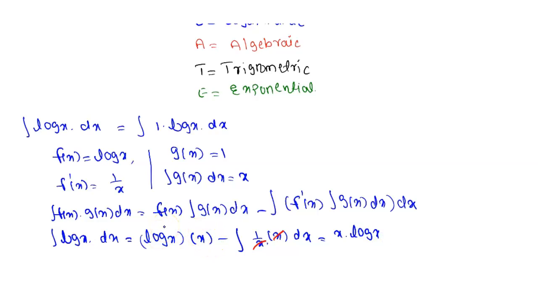I am writing before the function. x into log x minus integral x, which will get cancelled now. 1 dx, so here the 1 dx value is x. So here our answer is x into log x minus x plus c.